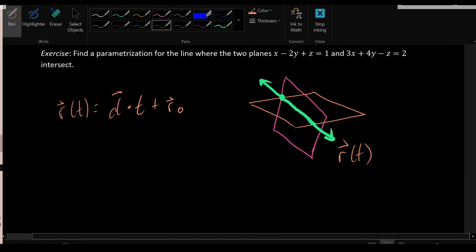Now, to find this information, we're going to use the following two facts. We're going to use the fact, first of all, that this line, r of t, is contained in both the orange plane and in the pink plane. As a result, the direction vector for this line is contained inside both the orange plane and the pink plane.